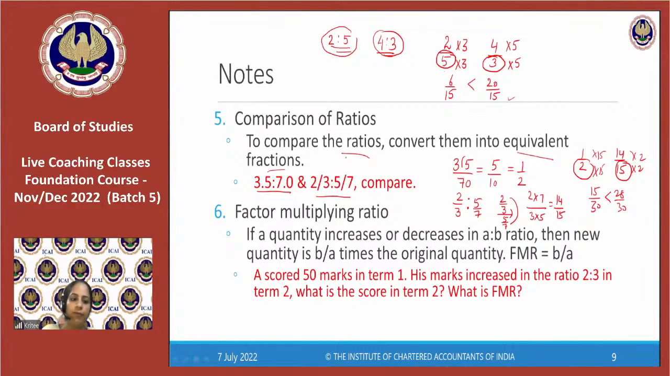Beta, you have to compare these two ratios. This is one ratio, this is another ratio. So we bring these two ratios into the equivalent form. This ratio in its equivalent form is 15 by 30. This ratio in its equivalent form is 28 by 30. So 28 by 30 is the bigger number. Yes, good. I'm getting the answers. You don't have to add. Ashutosh, you are adding. हमें add नहीं करना. We are only comparing the two ratios.